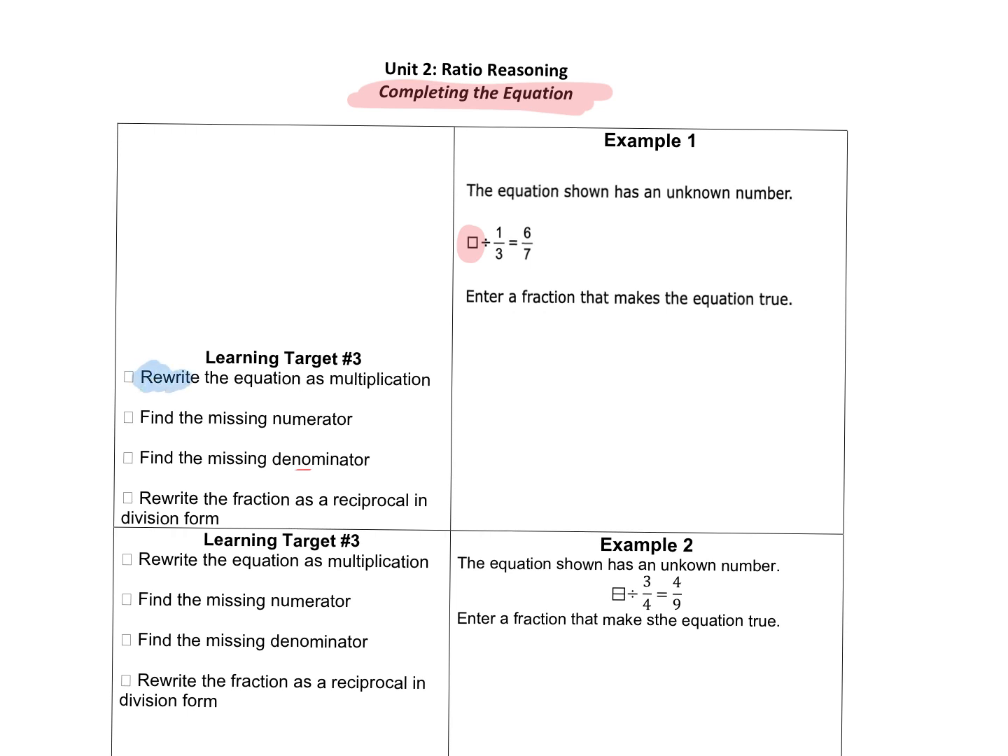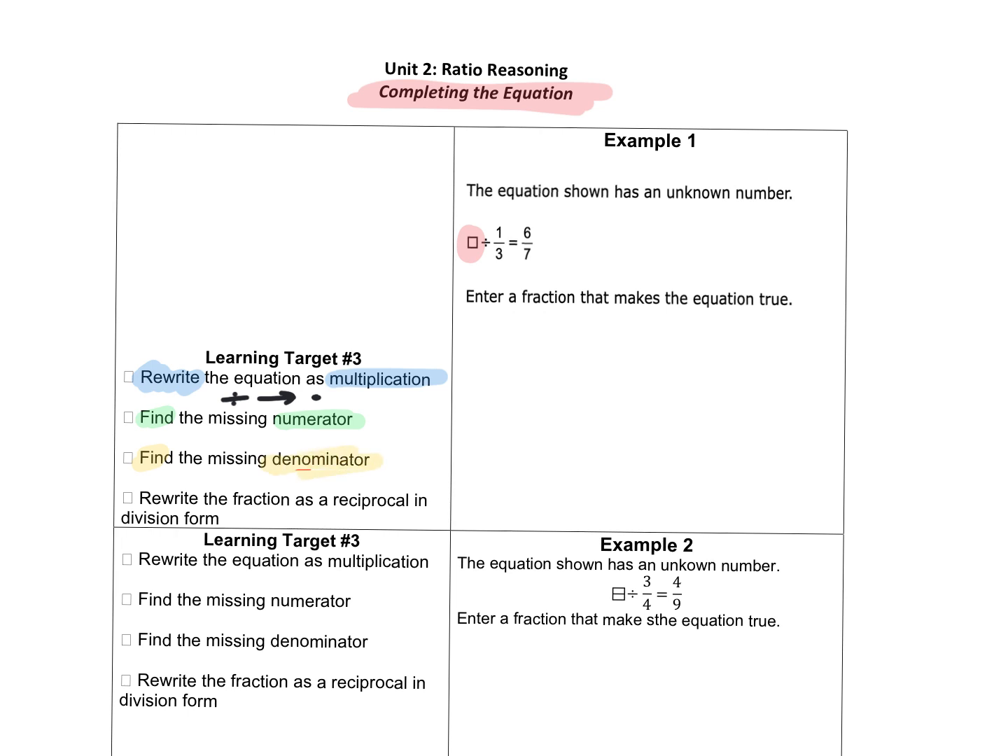The first thing we're going to ask you to do is rewrite the division problem as a multiplication problem, something you've already been doing, where you go from division to multiplication. After that, we are going to have you flip the second fraction, and you're going to find the missing numerator. So you're going to rewrite the equation, flip it, multiply. You're going to find the missing numerator, which is the top number, and then you're going to find the missing denominator, which is the bottom number.